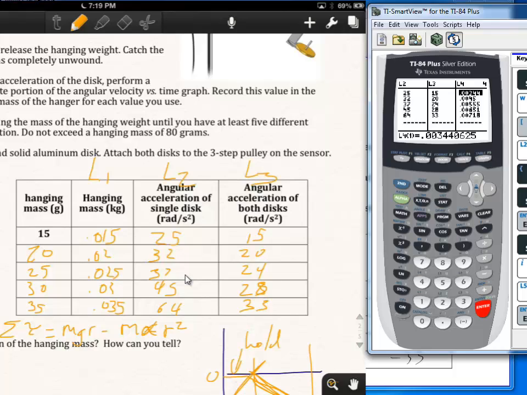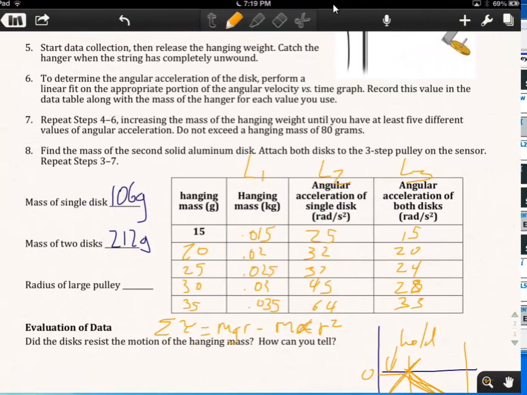And so this is actually sort of like Newton's second law. When you have F equals ma, we want to find the relationship between torque and angular acceleration. And so what we want to do is create a graph that has torque on the y-axis and angular acceleration on the x-axis. If it's a line, then we can conclude something about the relationship between torque and angular acceleration.